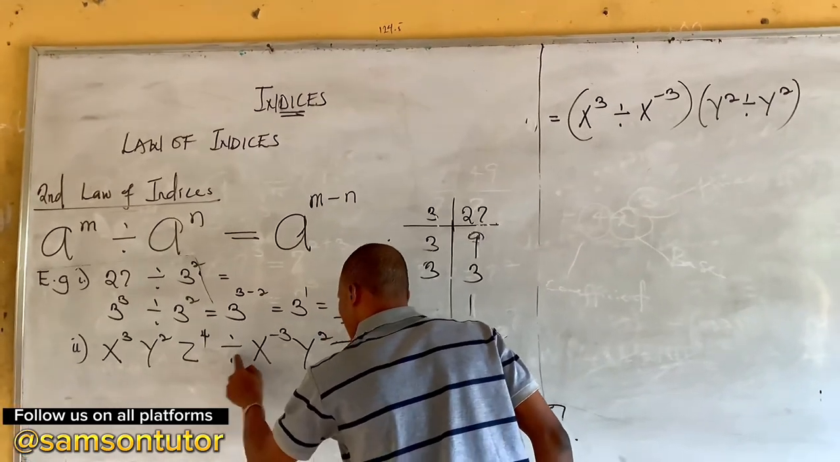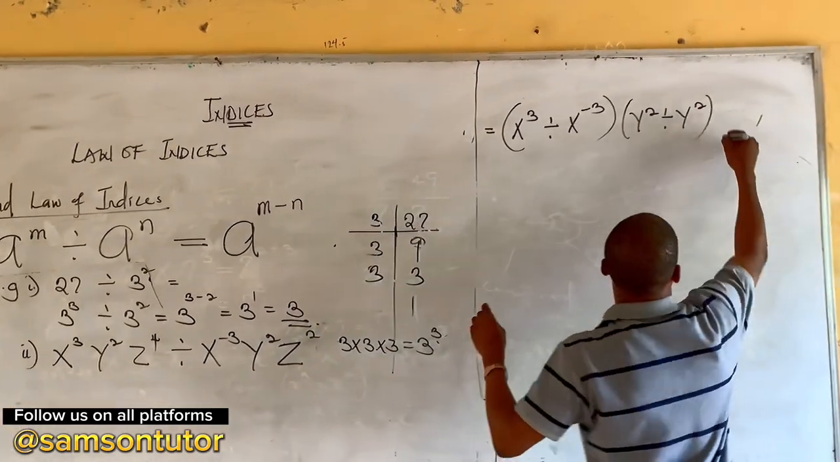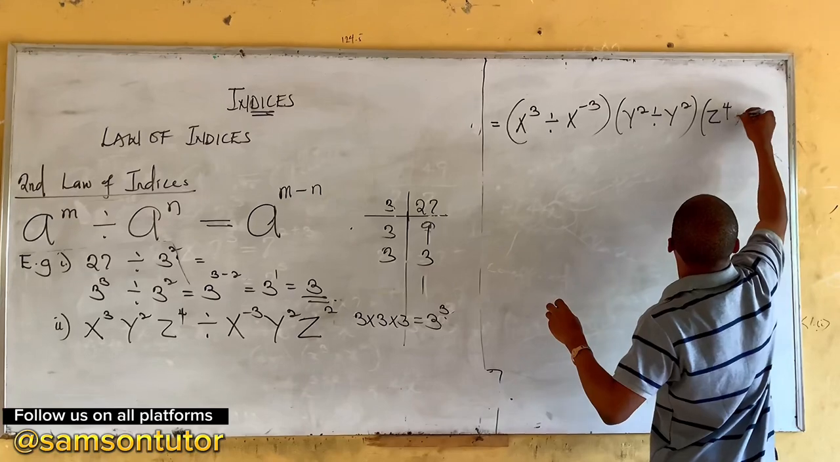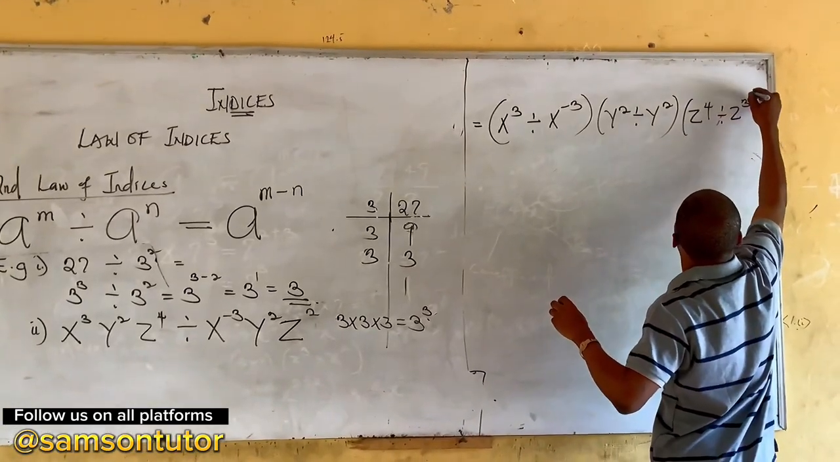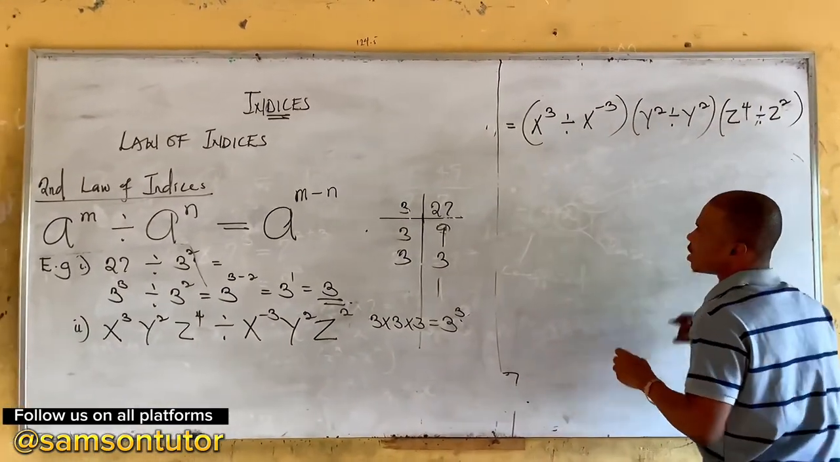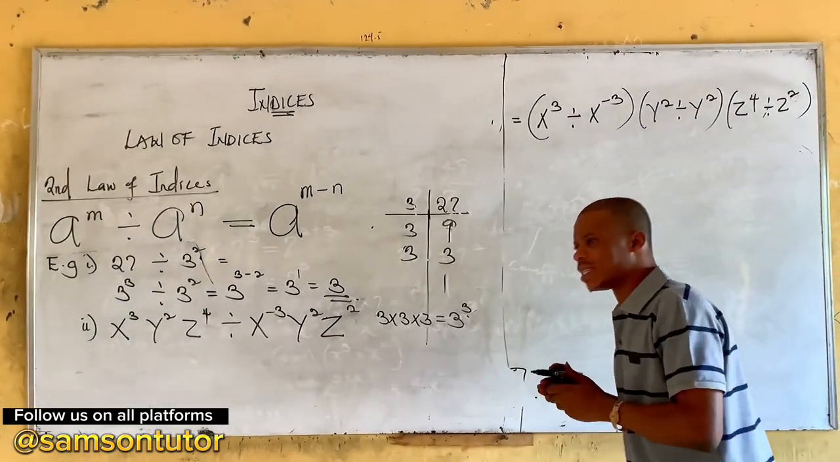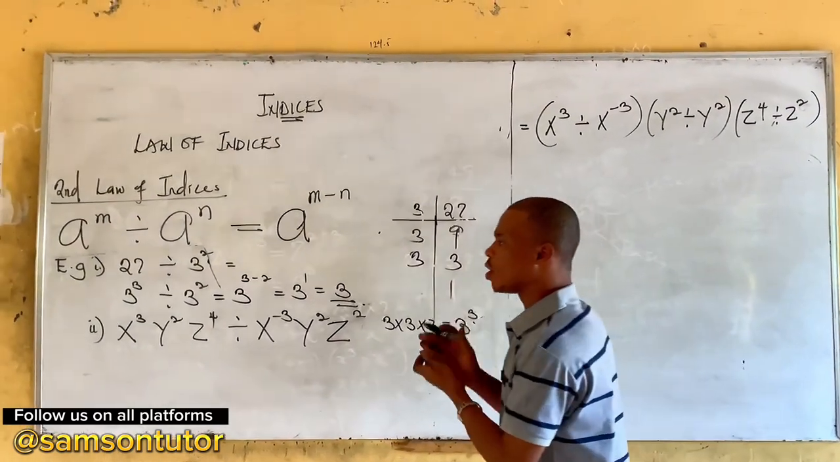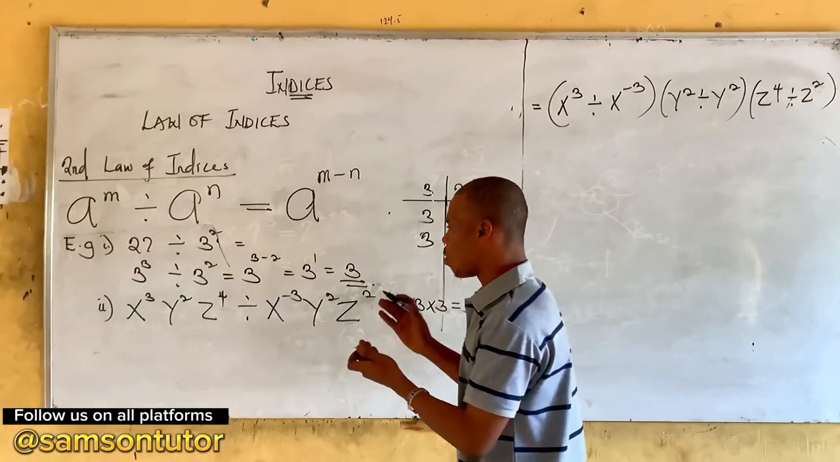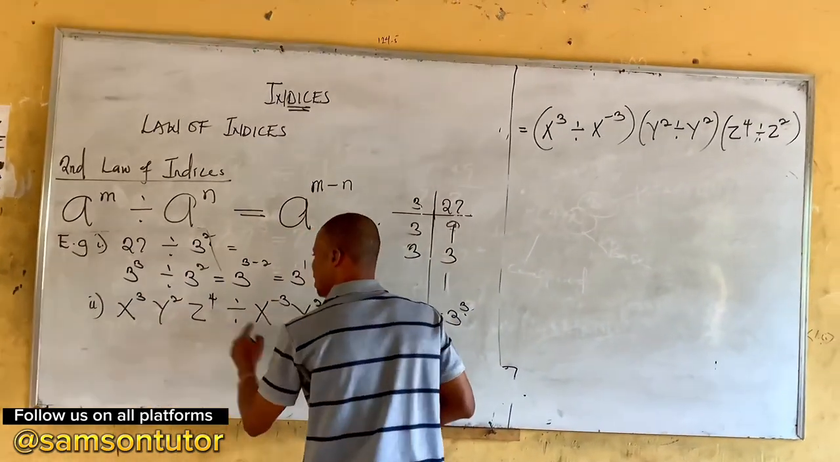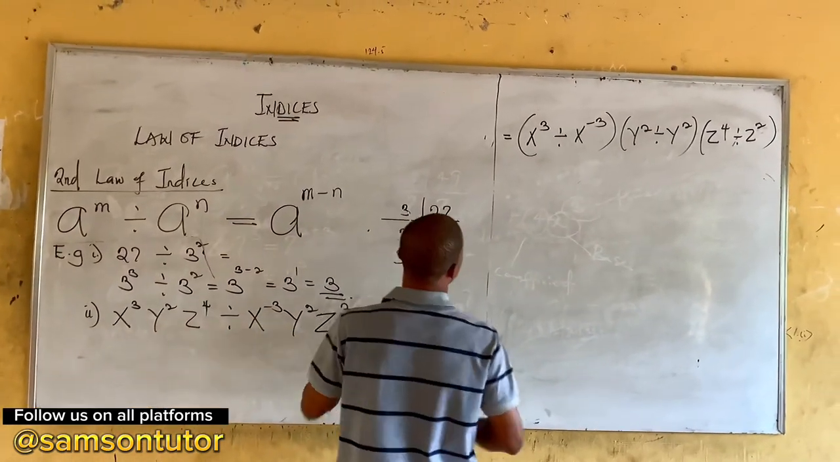z raised to the power 4 divided by z raised to the power 2. In this instance, we split those terms. We take all those common terms together. We bring those common terms together: x for x, y for y, and z for z. That's what we did here.